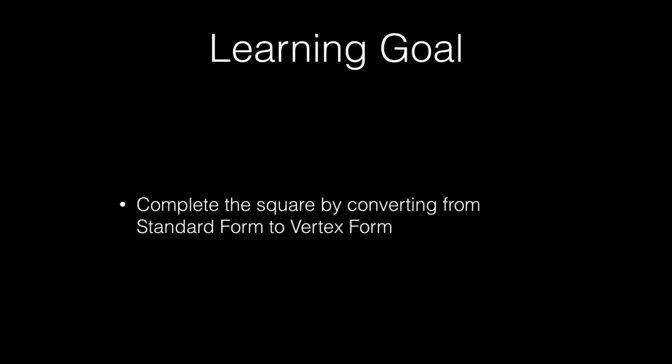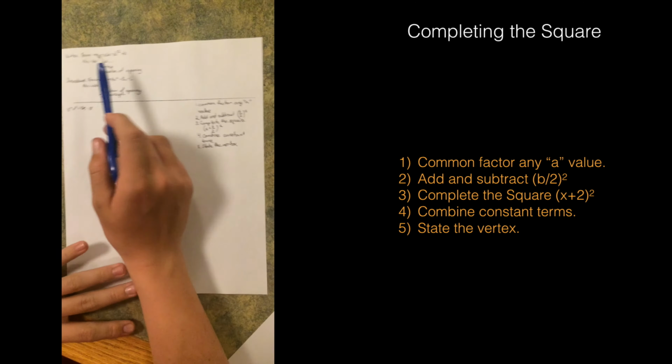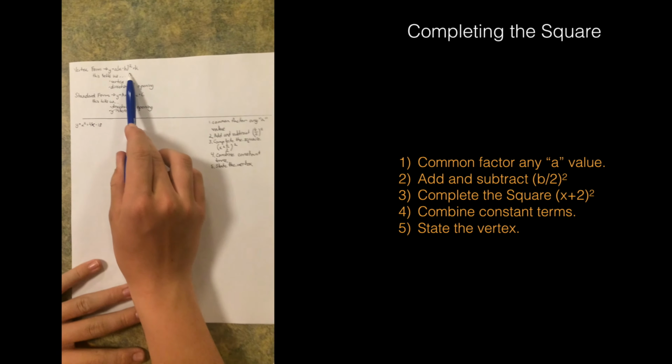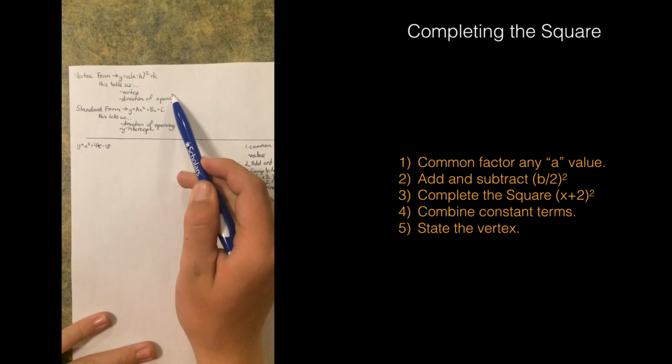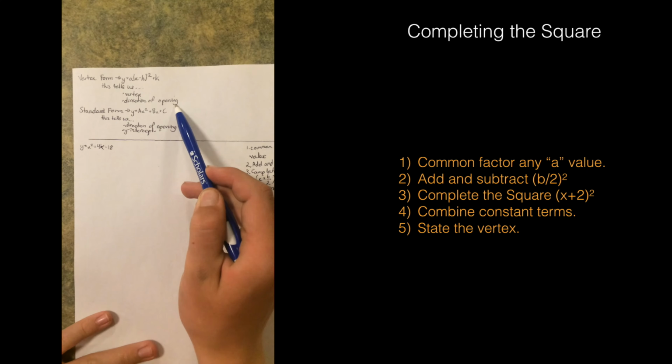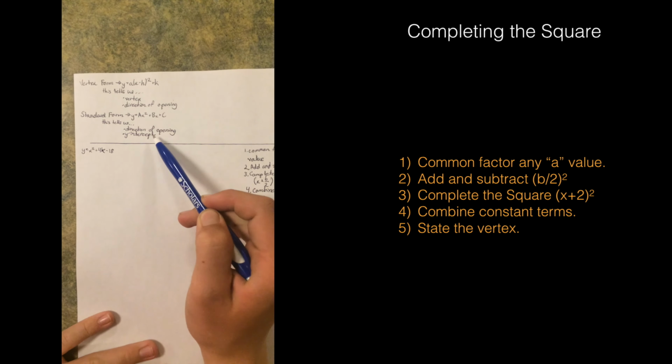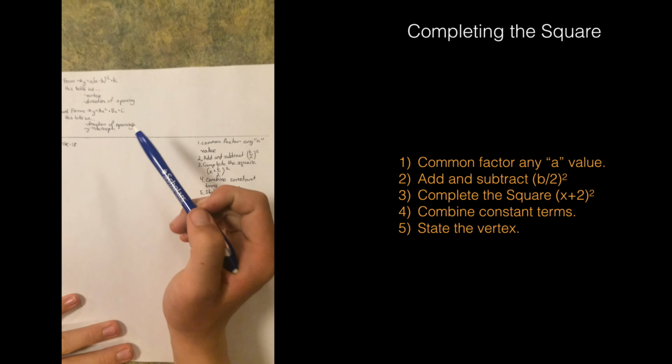The goal of this lesson is to learn how to complete the square by converting from standard form to vertex form. Vertex form is y equals a(x minus h) squared plus k. This tells us the vertex and the direction of opening. Standard form is y equals ax squared plus bx plus c. This tells us the direction of opening and the y-intercept.